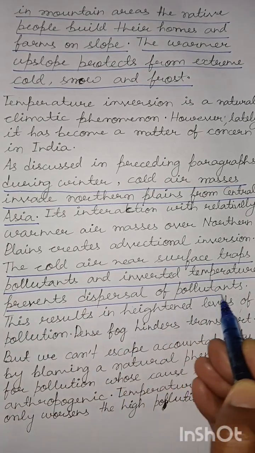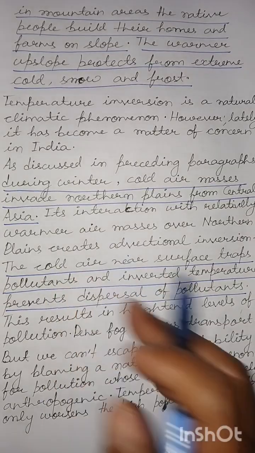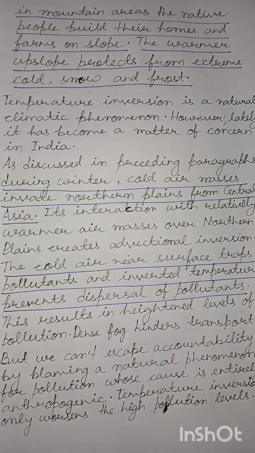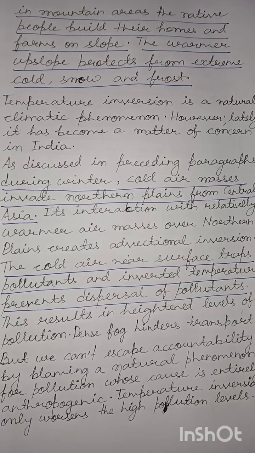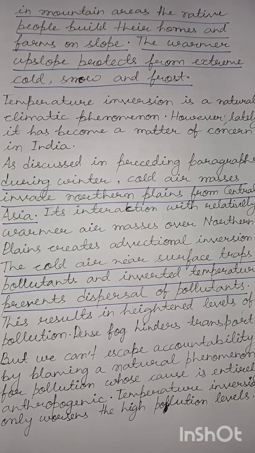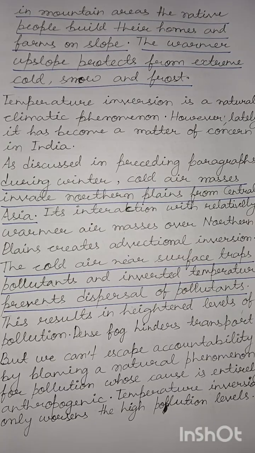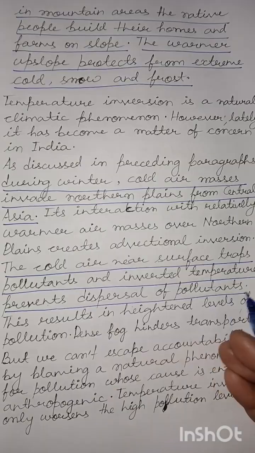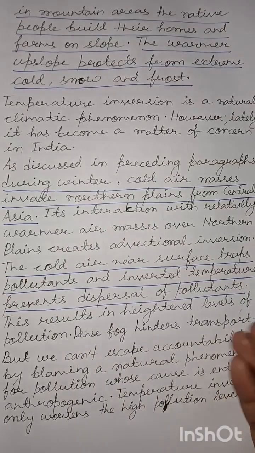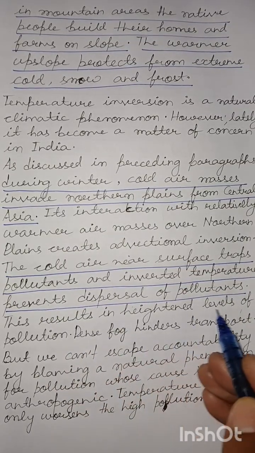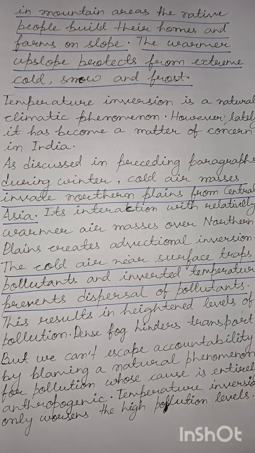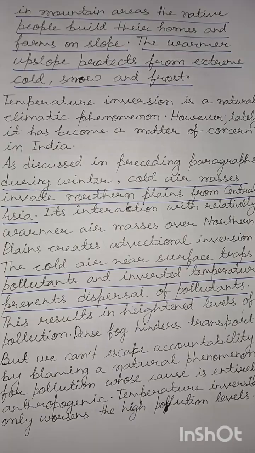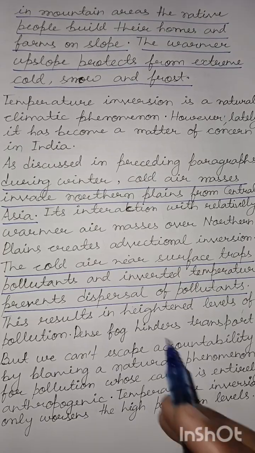traps pollutants, and inverted temperature prevents dispersal of pollutants. We would like to repeat it: as the layer that is touching the ground is cold, it traps the pollutants, and the temperature inversion, topped by the layer of air which is warmer, prevents dispersal of pollutants due to low wind speed. Actually, this results in heightened levels of pollution. You can understand very well that the pollutants are not dispersed. That would mean high levels of pollution locally.